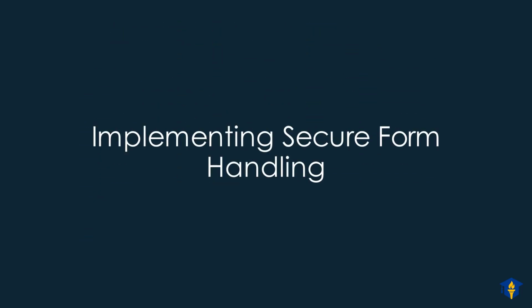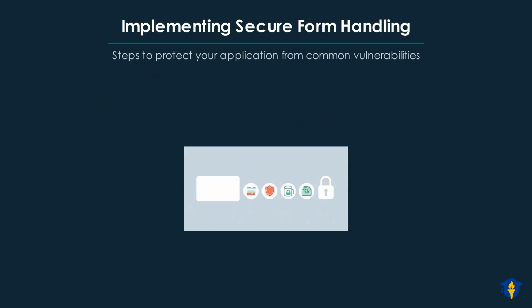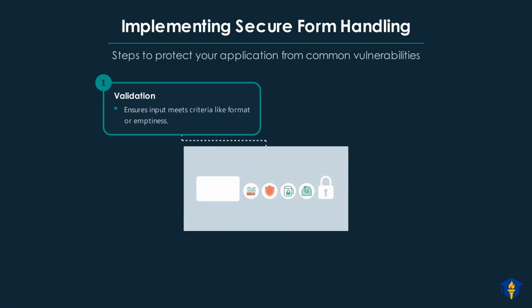This section focuses on implementing secure form handling, a critical aspect of web application security. We will cover essential steps to protect your application from common vulnerabilities and malicious attacks. First, input validation ensures that user-submitted data meets predefined criteria before processing. This step confirms that the input adheres to specific formats, types, and non-empty requirements.